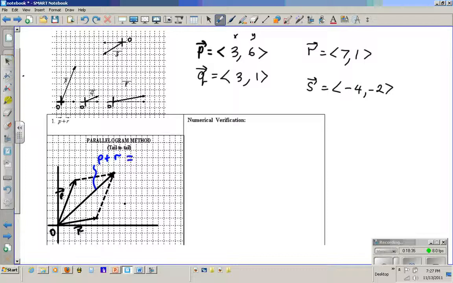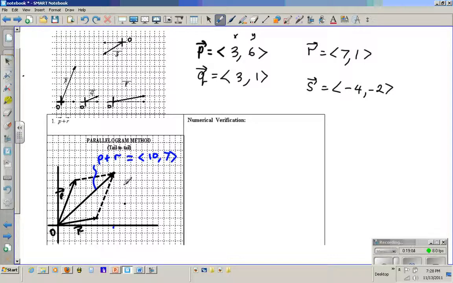So what are the coordinates of vector P plus R? Well, you can figure it out. Let's count. It's going to be 1, 2, 3, 4, 5, 6, 7, 8, 9, 10. 10 to the right. And how many up? 1, 2, 3, 4, 5, 6, 7. 7 up. Okay, this is my geometric result.